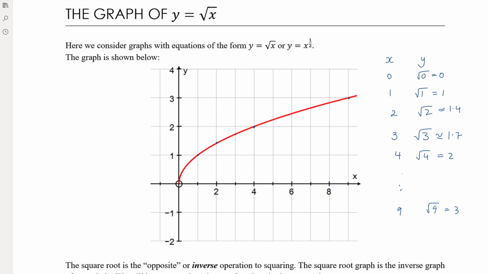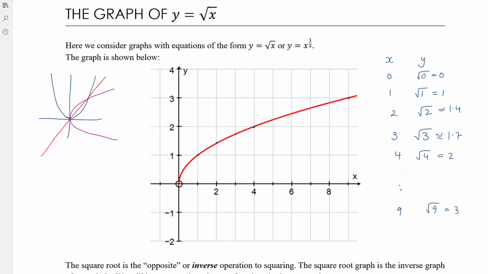Now, we know that the square root is the opposite or inverse operation to squaring, and in fact the square root graph is the inverse graph of a parabola, and we'll look in a lot more detail at inverse functions in our next topic. But when we talk about an inverse graph, so we know that the parabola looks like this. And an inverse graph is when we take that shape and we mirror it in the line y equals x, and in this case that means that we get this.